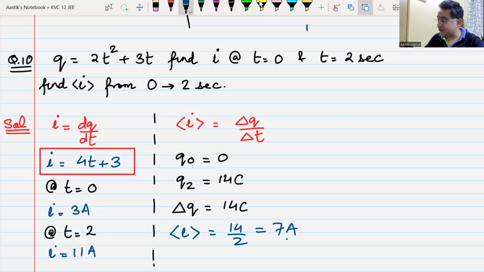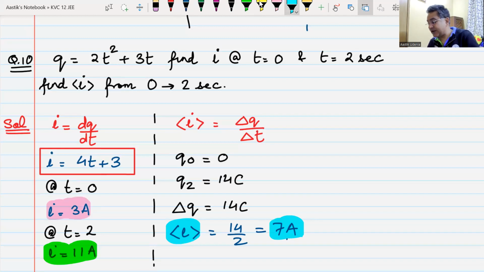Now you can see here, if you look at the current at 0 seconds, if you look at the current at 2 seconds, and if you look at the average current, they are all coming different. Why is it coming different? Because, my dear friends, your current is not constant, your current is variable.